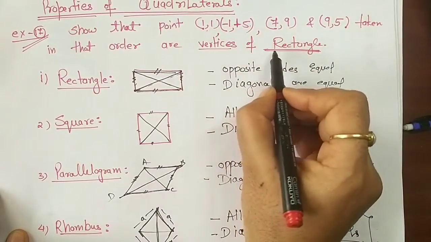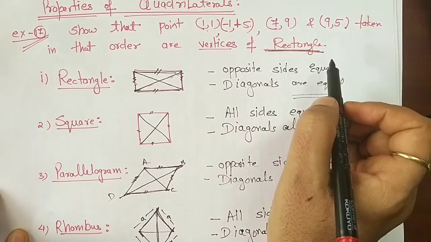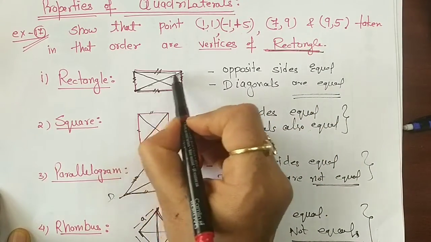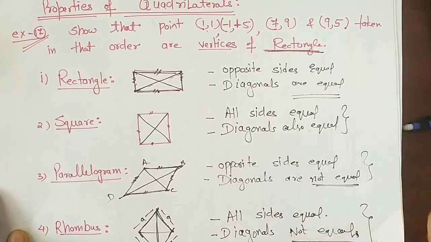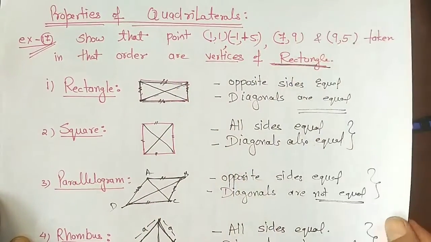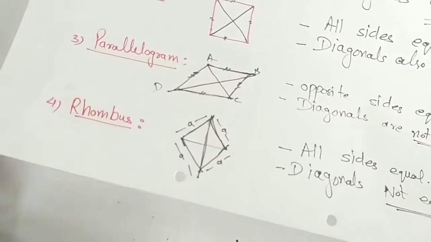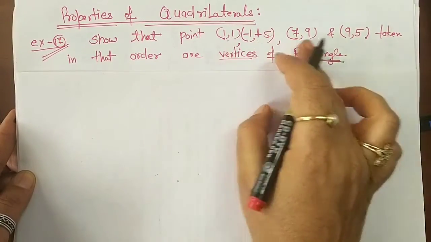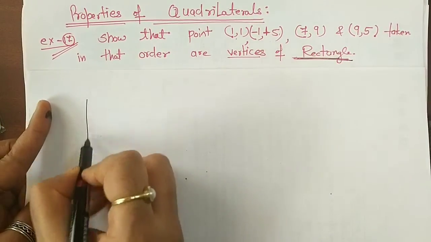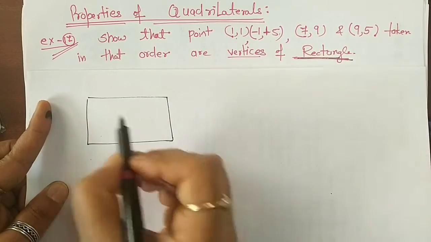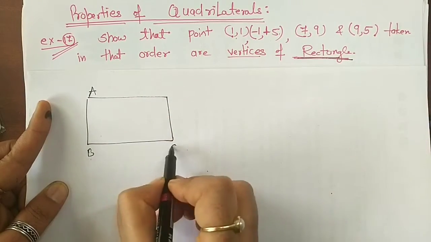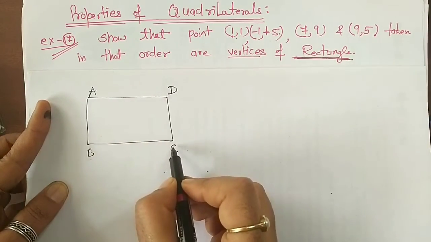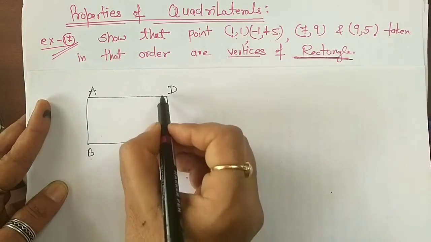So here we have to prove that it is a rectangle. For a rectangle, what should we do? We should prove that opposite sides are equal and at the same time diagonals are equal. So let me make this using a rough sketch. Let's draw it. They are saying you have to take these in order. So let me draw a rough sketch taking everything in order. Suppose this is A, B, C and D. You can't take them randomly; you have to take A, B, C, D in cyclic order.